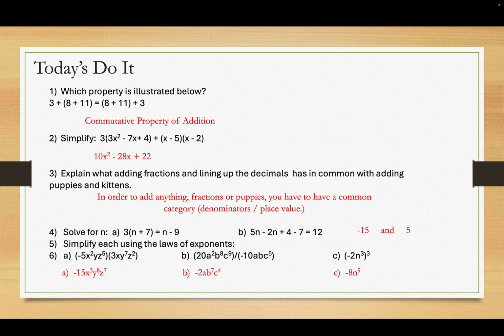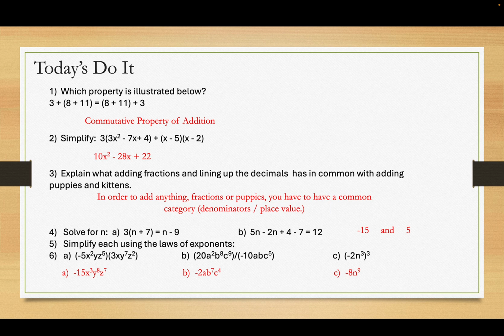For b, it's this division here, negative 2, a, b to the 7th, c to the 4th. Remember, you divide coefficients and subtract exponents. And for letter c, it is possible to do this in two ways.